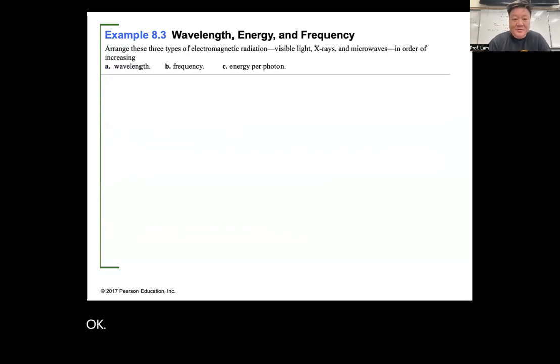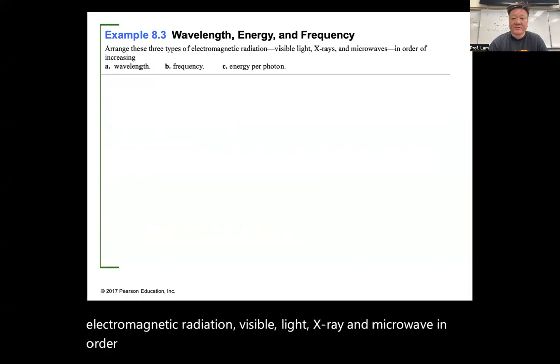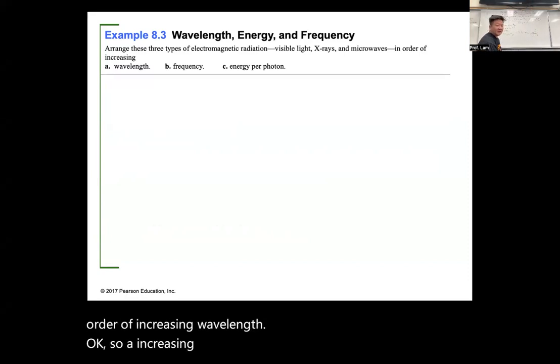Okay, let's do this problem together. Arrange these three types of electromagnetic radiation: visible light, X-ray, and microwave, in order of increasing wavelength. So A, increasing wavelength, B, increasing frequency, and C, increasing energy.